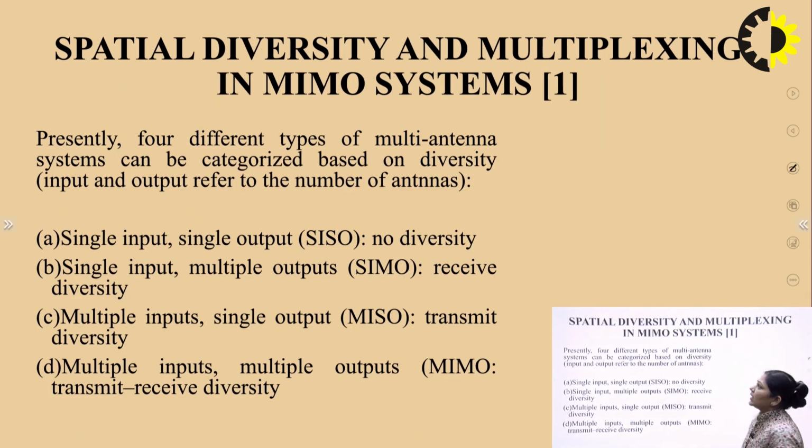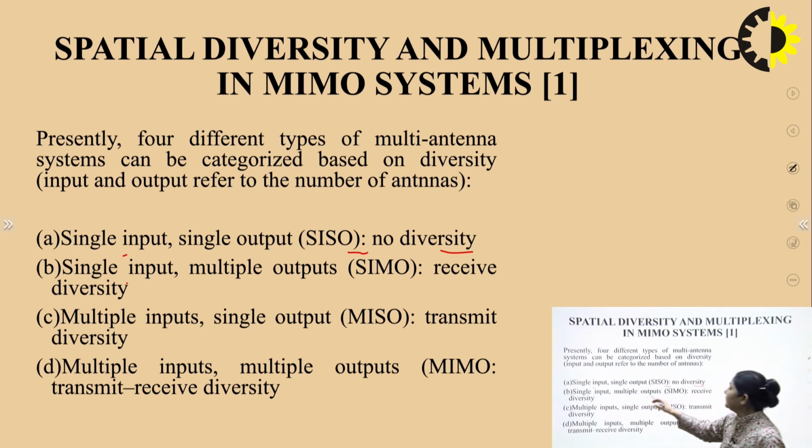Now, the last thing that we have to discuss is spatial diversity and multiplexing in MIMO systems. MIMO, multiple input, multiple output. Presently, different types of multi-antenna systems can be categorized based on the diversity. Input and output refer to the number of antennas. Single input, single output, that is called SISO, no diversity, because we are having a single input and a single output, whereas in the case of diversity, we always say that there are multiple signals that are being received.